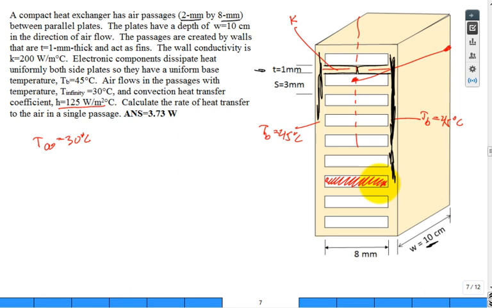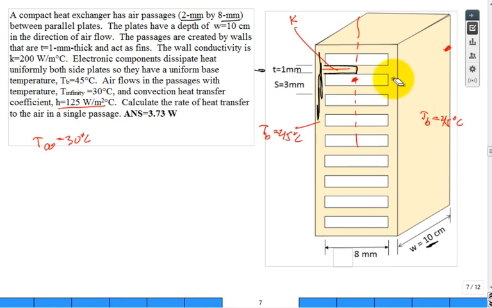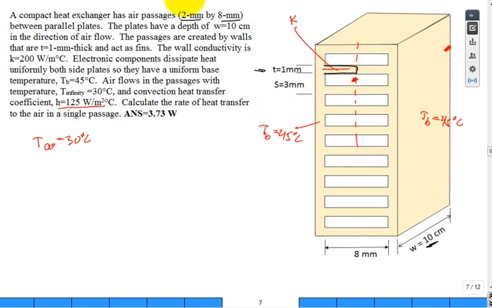Okay. This really is a fin problem. It's disguised or hard to determine, but this is your fin. So let me do this. I'm going to back out and just focus on one side right there. So what do we have?